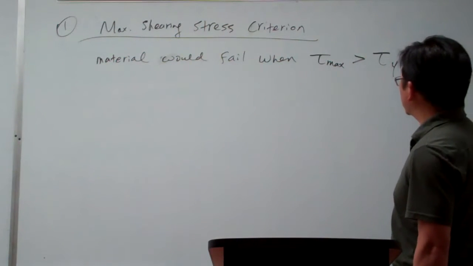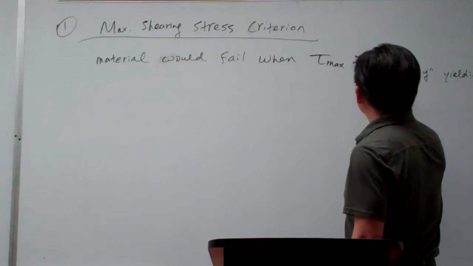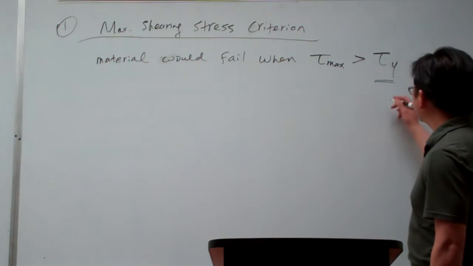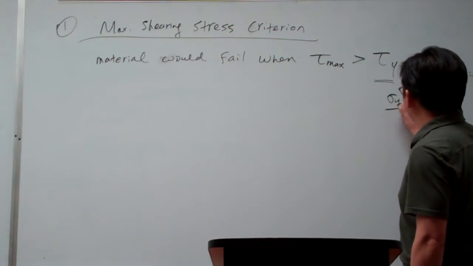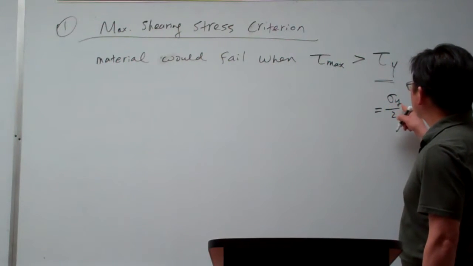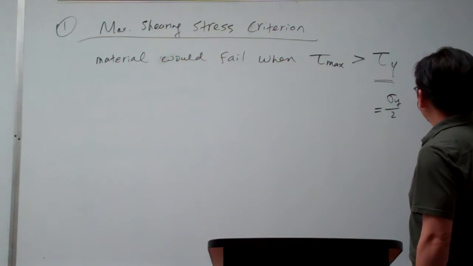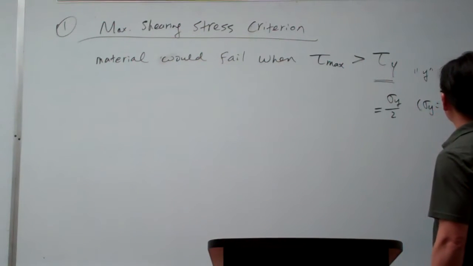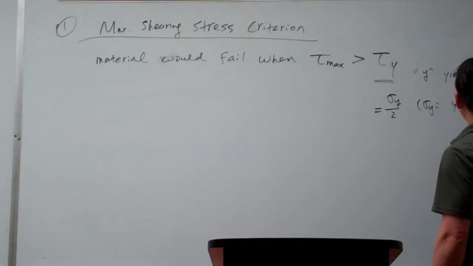Okay, and what is this one? So this one usually is sigma y divided by 2. And sigma y is what we call the yielding strength.